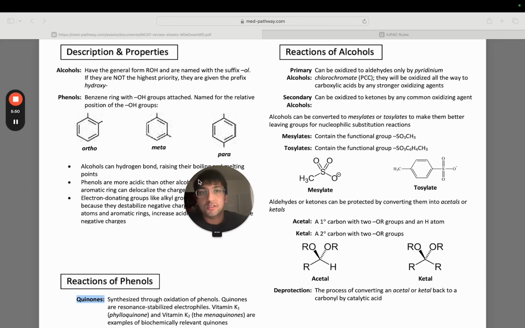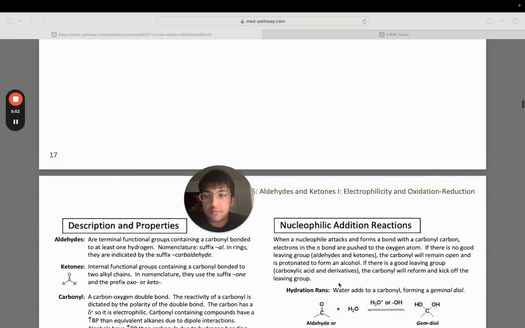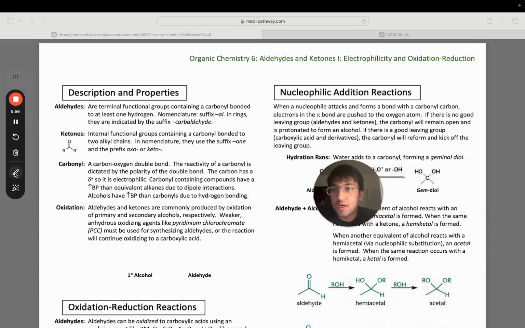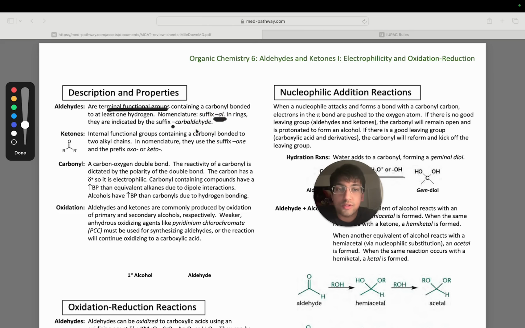So that's the reactions of alcohols. Now we have aldehydes and ketones. Aldehydes are terminal functional groups. I've already gone through this. You can use the suffix -al, which is normally how you use it, or if you're in a ring, you use the suffix carbaldehyde. Now we have ketones. Ketones are internal functional groups containing a carbonyl bonded to 2 alkyl groups, and you use -one, or oxo, or ketone.